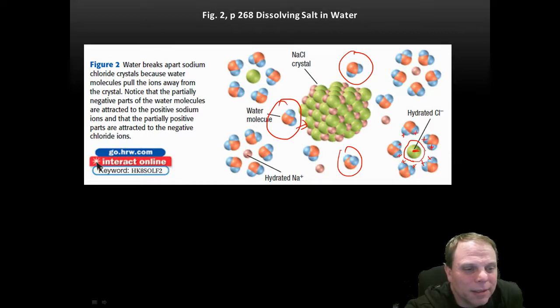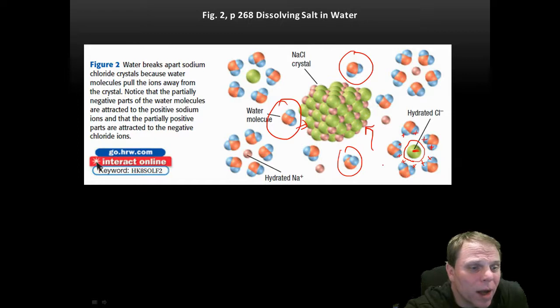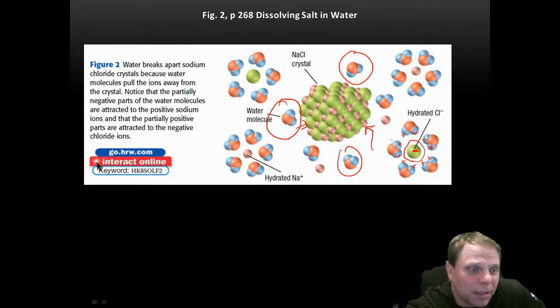Now, what that does is that basically means that there's a lot of attraction there, and that happens while it's still on the crystal itself. So while it's actually attached, these water molecules just come in and start yanking on it, and the multiple combined water molecules will pull on that part of the salt crystal and pull it apart.